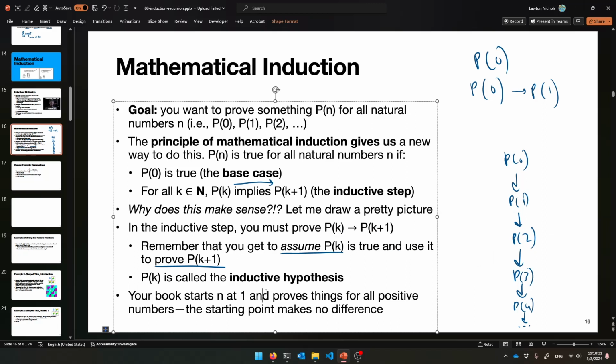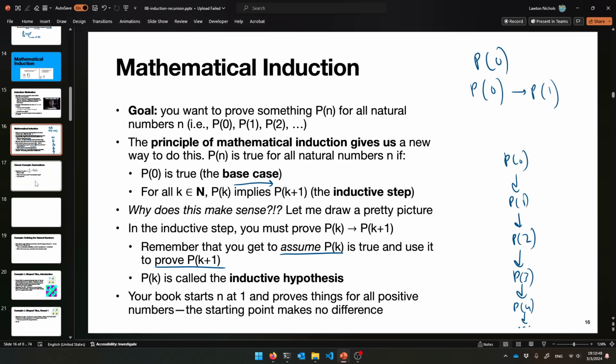That's all. Right? So your book likes to start n at 1 when it's proving things for all positive numbers. I think it's better this way because it's like natural numbers now. But the starting point, it's just like an infinite sequence that starts somewhere. So the starting point makes no difference at all. It's not a big deal. Okay. So that is mathematical induction.